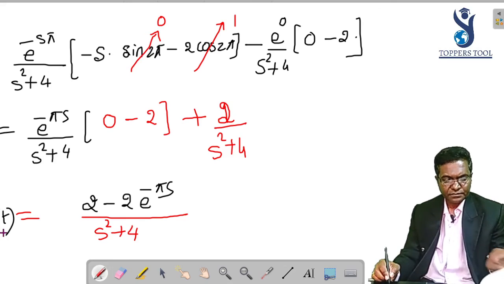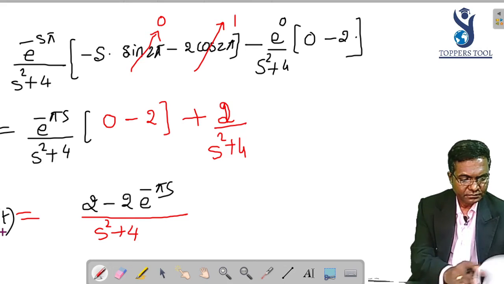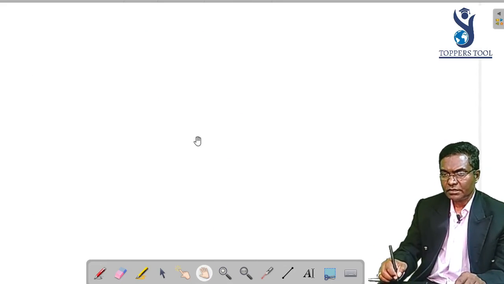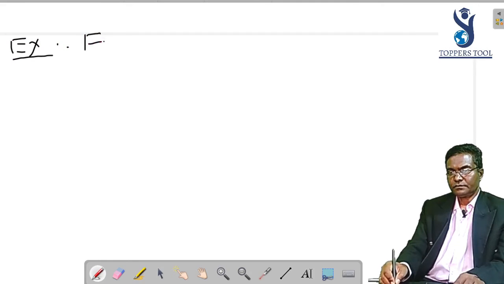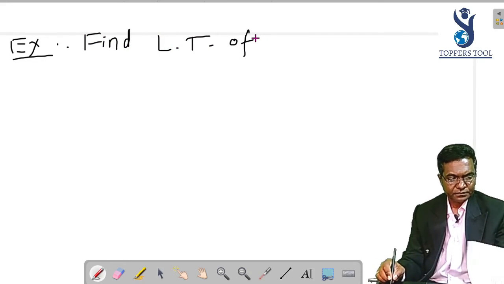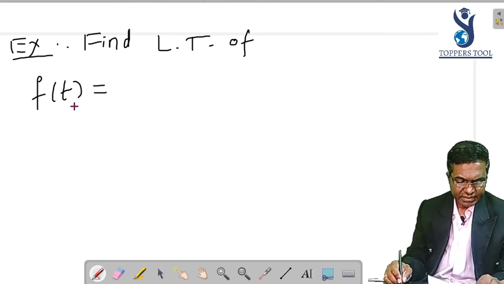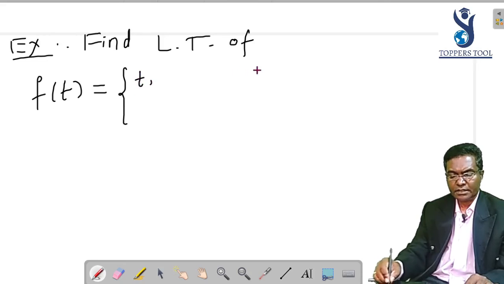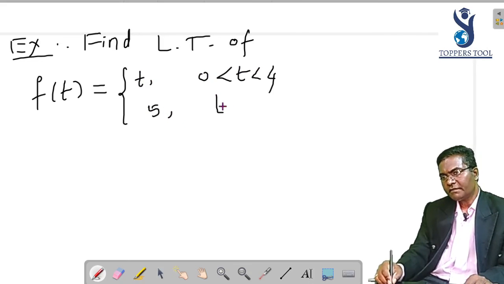So let me do one more. Suppose, find the Laplace transform of f of t equals t, for 0 less than t less than 4, and it is 5 if t is greater than 4.